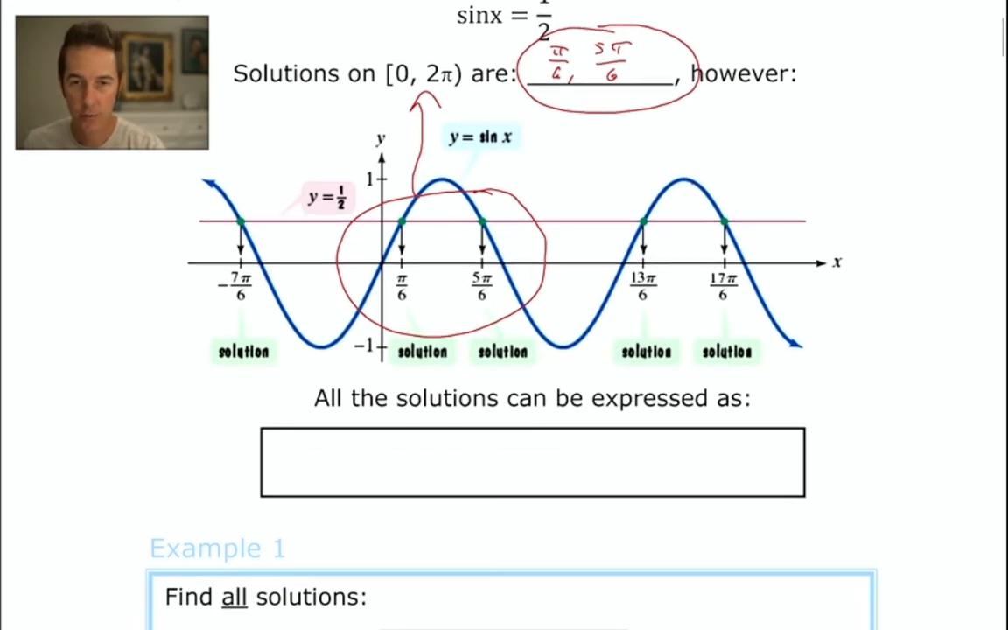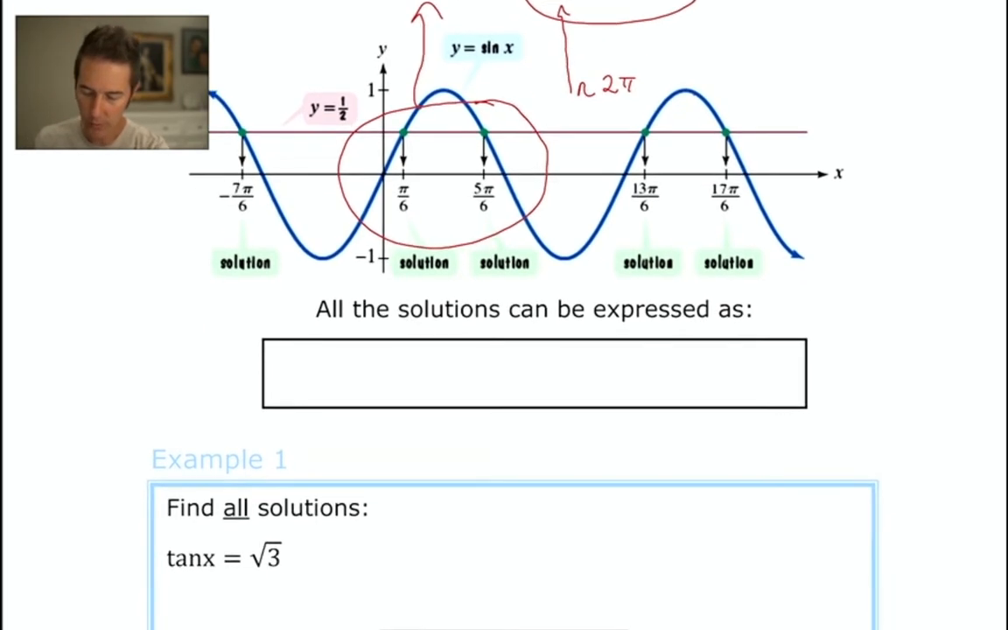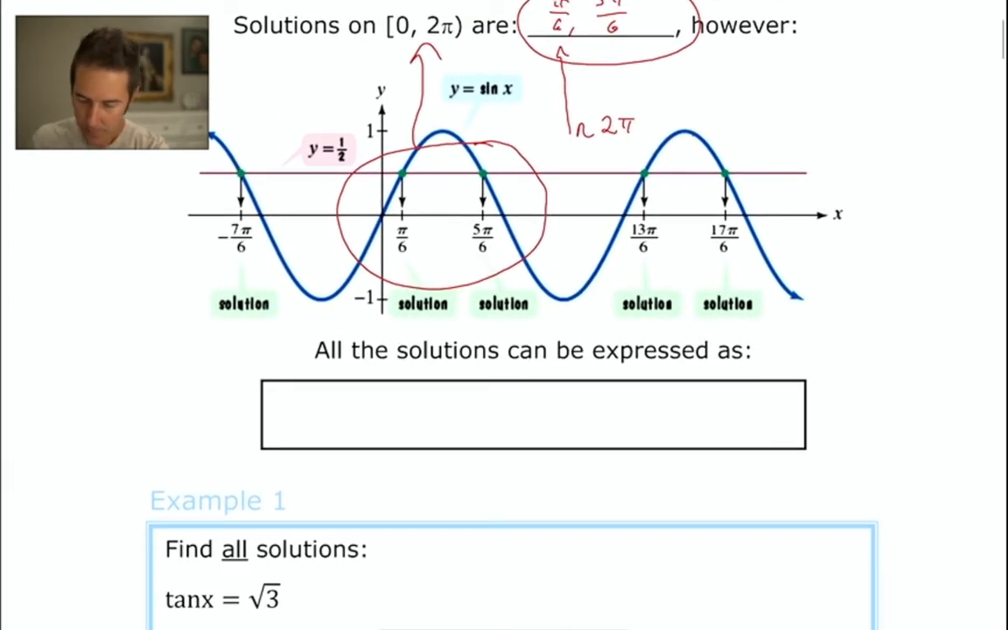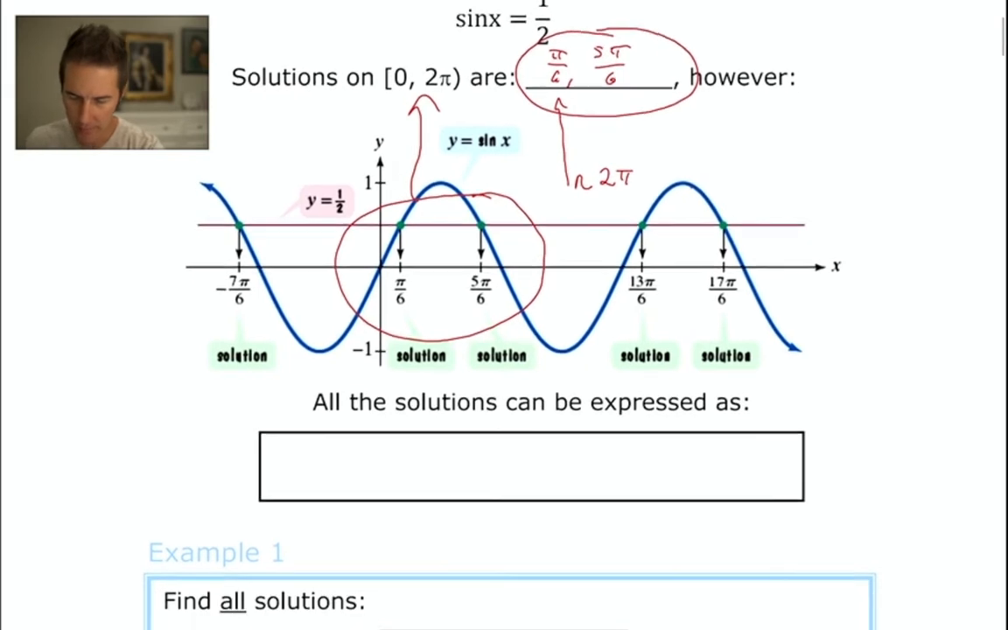Now, for all of the solutions, because of the periodic nature, we could take the pi over 6 and add multiples of 2 pi. How many multiples? Maybe n of them. We could add n 2 pi's. We could add 1 2 pi, 2 2 pi's, 3 2 pi's, 1,000 2 pi's, 1,000 full rotations, 1,000 periods of the sine function. Whatever that angle measure ends up being, take the sine of it, you'll still get an answer of 1/2. You could also subtract multiples of 2 pi. And you could do that to the 5 pi over 6 also. So we're going to express all solutions like this. Were we using an x value? Yep, sine of x equals 1/2.